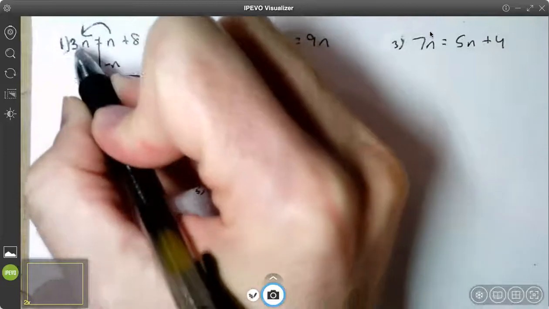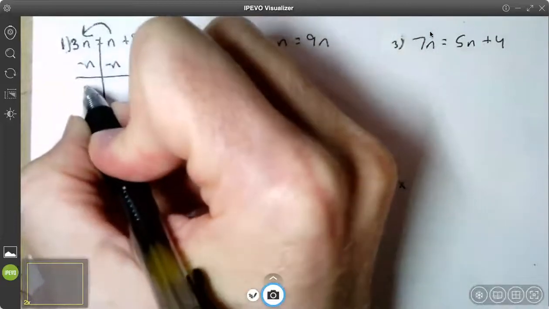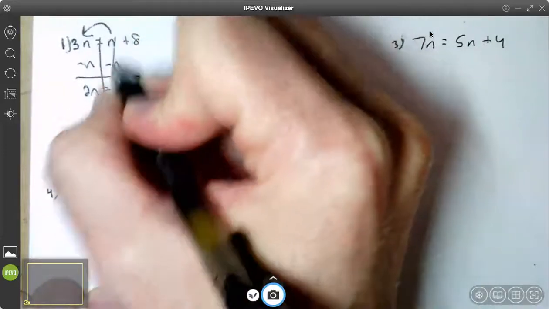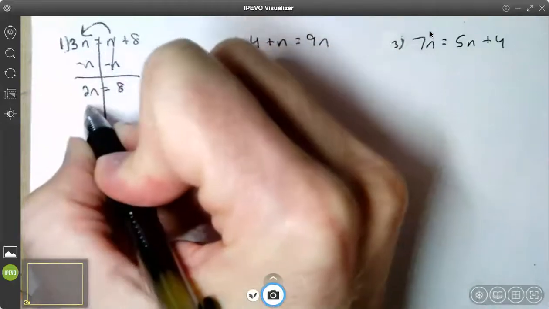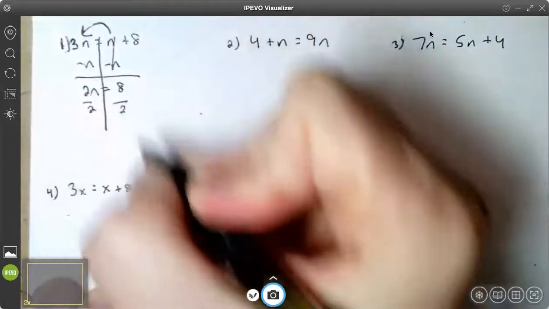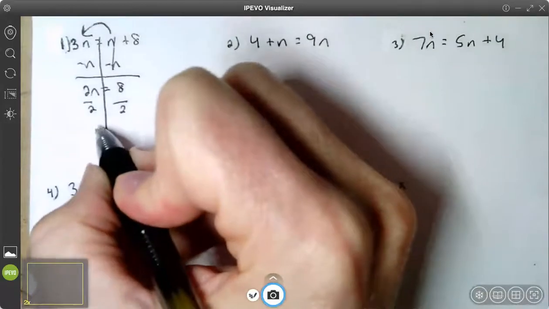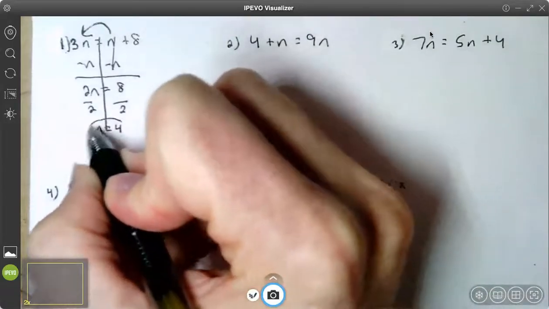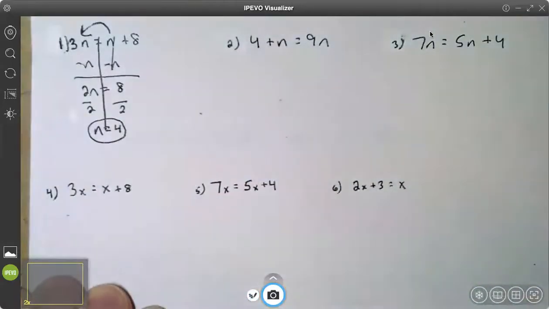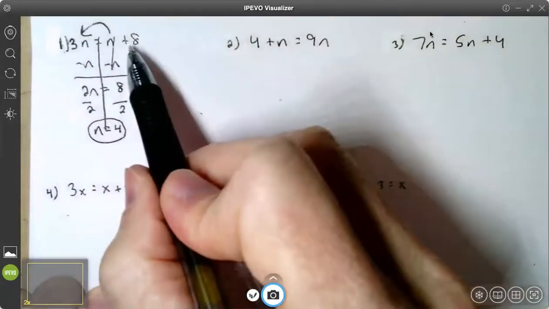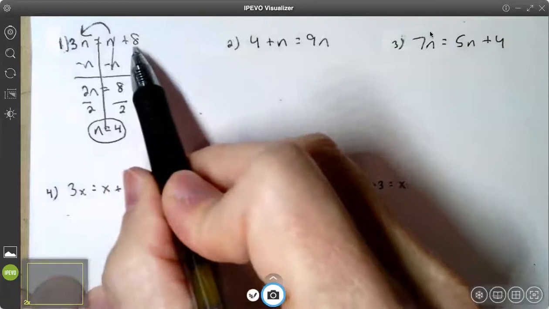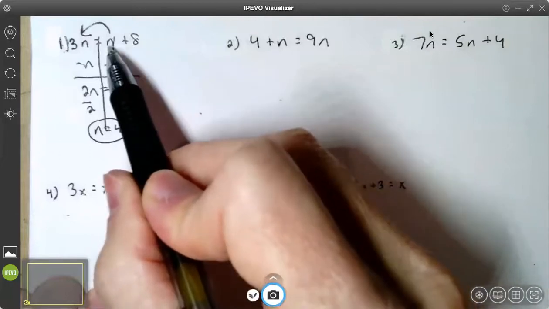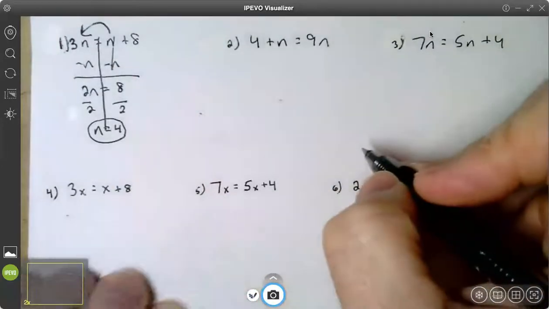When you have a variable on both sides and a constant only on one, always move your variable away from your constant, always. So I want to move it away from my constant of 8, so I should subtract 1n from both sides. 3n minus 1n is 2n. n minus n is nothing. Bring down the 8. To get rid of times 2, we divide both sides by 2. And my answer is 4. The only difference here is when you have a variable on both sides and a constant only on one side, always move your variable away from that constant.